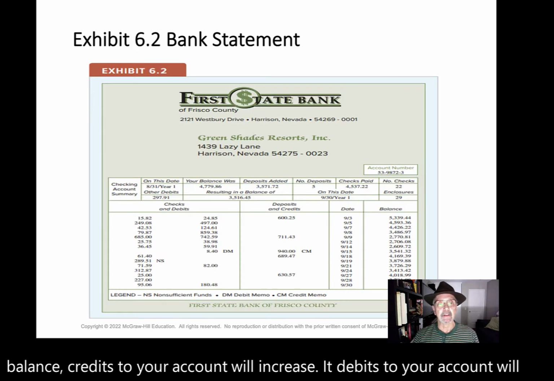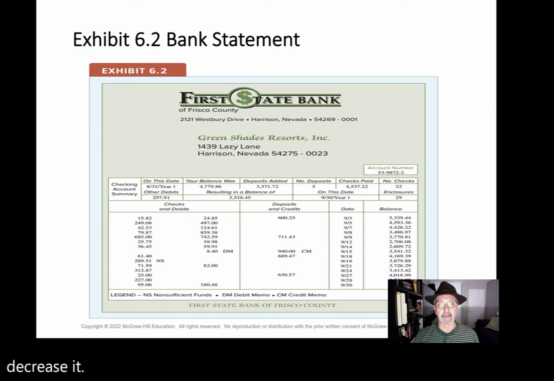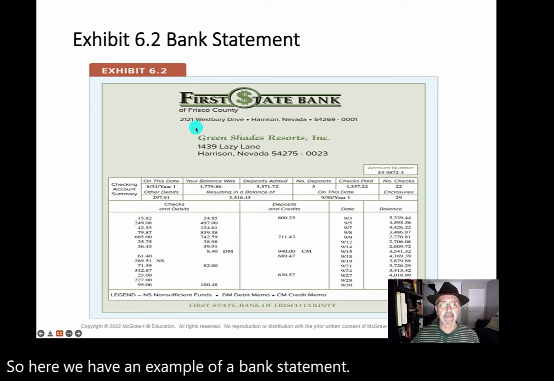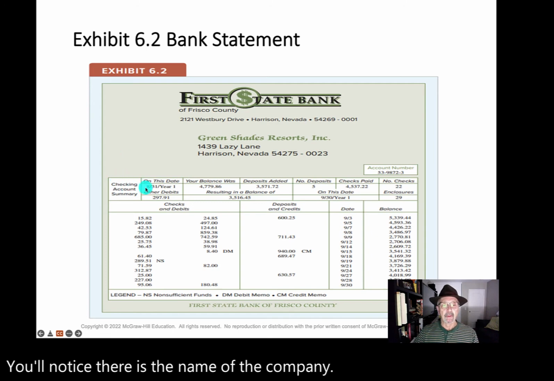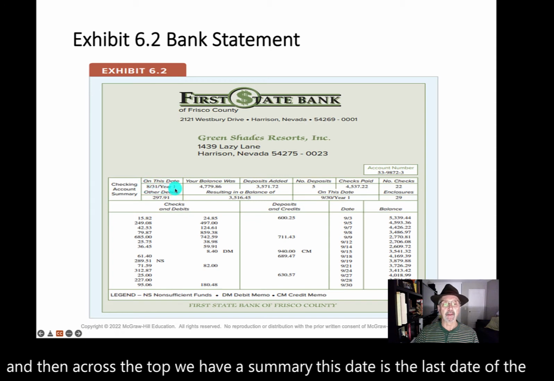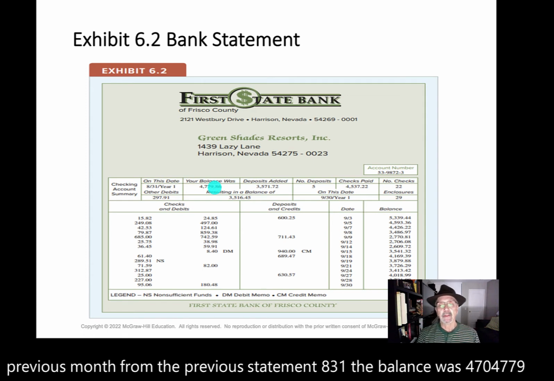So here we have an example of a bank statement. You'll notice there's the name of the company, and then across the top we have a summary. This date is the last date of the previous month from the previous statement, 8/31. The balance was $4,779.86.